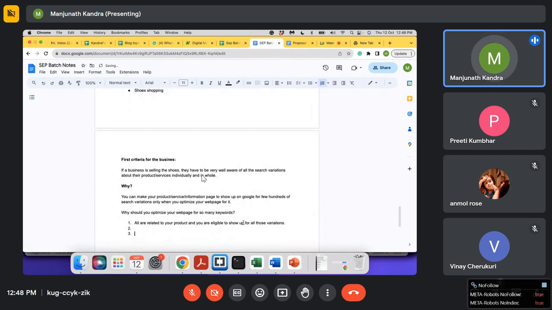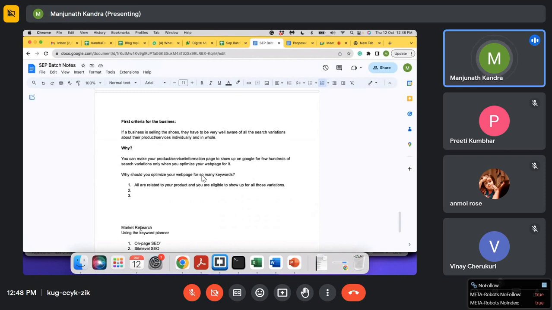Correct? So for example, my name is Manjunath Chaudhary. So when someone calls me Manju, I am relevant. When someone calls Manjunath, I am relevant and I can respond. A few people call me Manjunath Chaudhary and a few others call me just Chaudhary. Right? I am relevant to all of them and I very well respond to all of these names. All are related to your product and you are eligible to show up your web page for all those variations. Right?